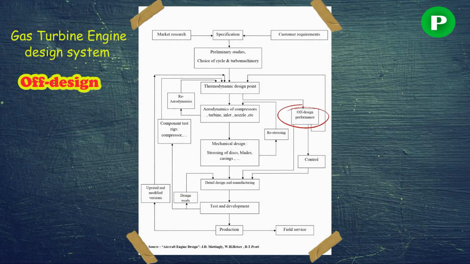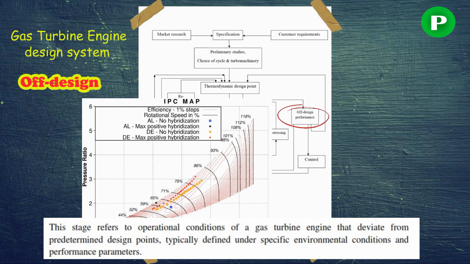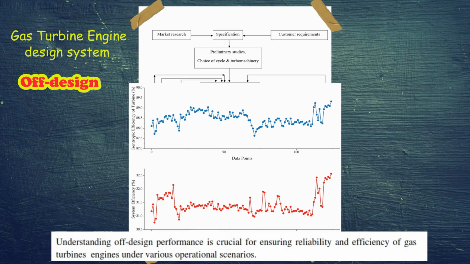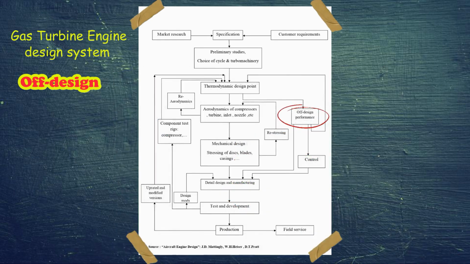Off-design performance. This stage refers to operational conditions of a gas turbine engine that deviate from predetermined design points, typically defined under specific environmental conditions and performance parameters. Understanding off-design performance is crucial for ensuring reliability and efficiency of gas turbine engines under various operational scenarios.